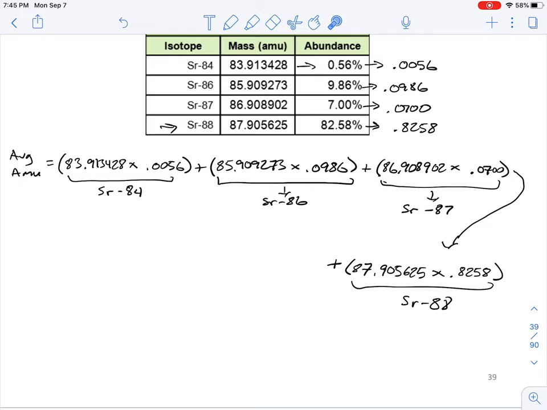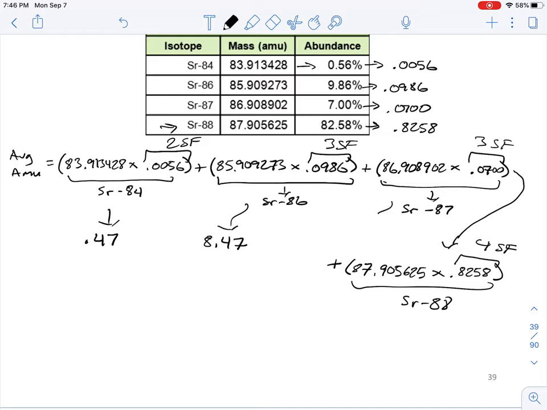So I have 83.913428 times 0.0056. Okay. And then with the correct number of sig figs, this boils down to 0.47. And so I'm going to do the next one. That's going to be 85.909273 times 0.0986. And that's going to give me the correct number of sig figs, which I need 3 sig figs. So this is 2 sig figs. This is 3 sig figs. This is 3 sig figs. And then this is 4 sig figs, okay? So to the correct number of sig figs, I have 8.47.